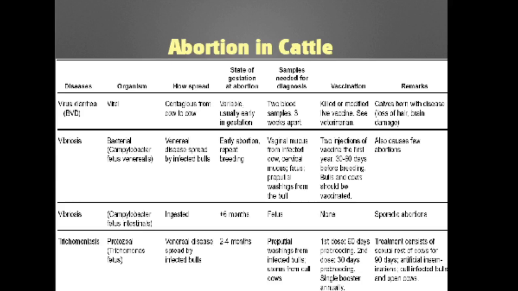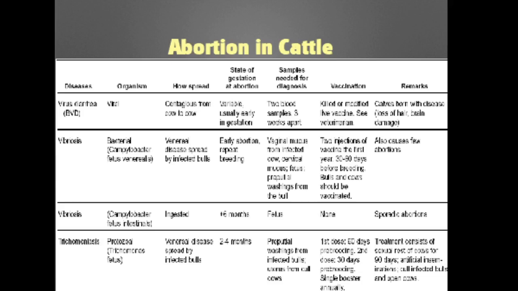For virus diarrhea, BVD, it's caused by a virus. It is contagious as well. It passes from cow to cow. The abortion is variable, but usually it occurs early in the gestation. The samples needed for diagnosis would be 2 blood samples, which are 3 weeks apart. Vaccination is either by a killed or a modified live vaccine. And then the calves are born with the disease. Sometimes they have loss of hair as well as brain damage.